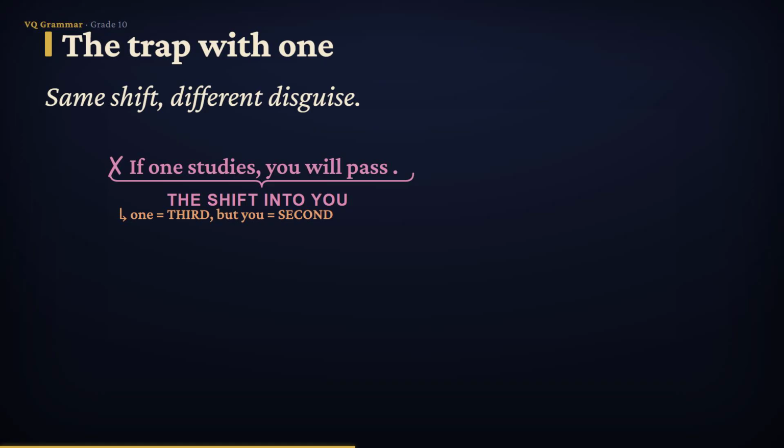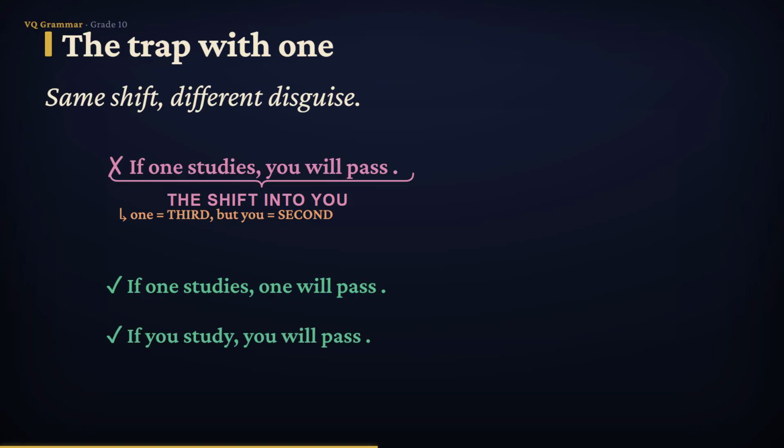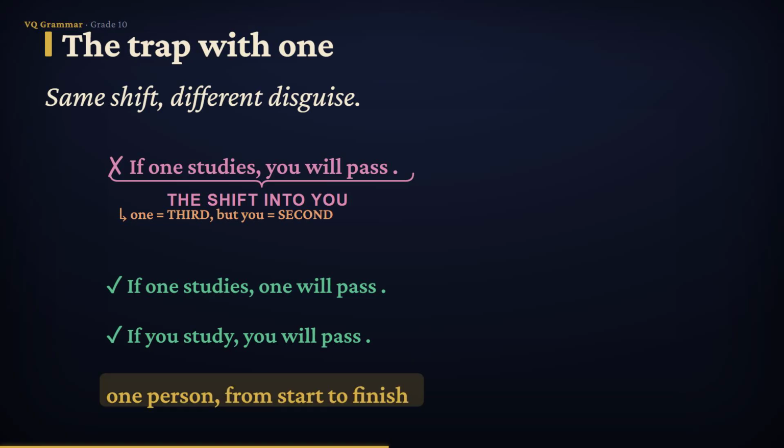The strict fix is to stay with one all the way. If one studies, one will pass. That's correct, though I'll admit it sounds a little formal. And honestly, the most natural repair is often to rewrite the sentence in second person from the beginning. If you study, you will pass. Either way, you commit to one person from start to finish.